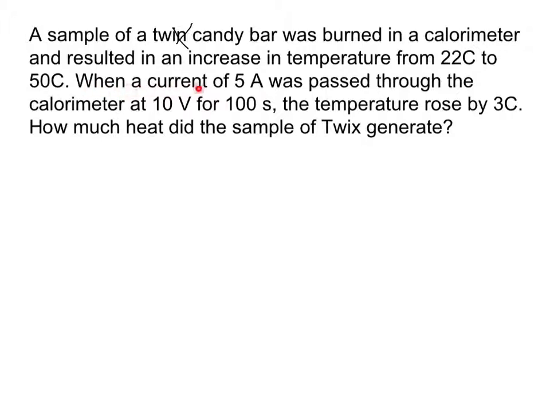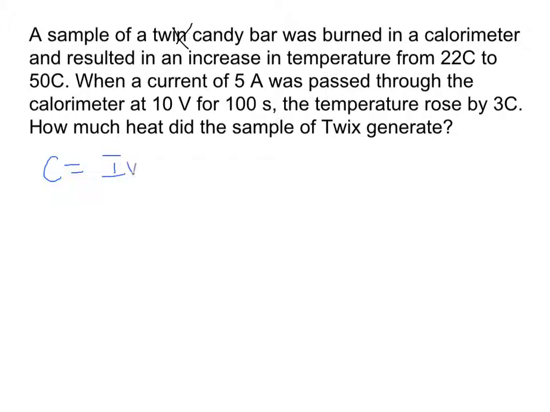So we know that when the current flows through the calorimeter, we get the increase of temperature for 3 degrees Celsius. So that 3 degrees is the temperature that's associated with the calorimeter constant, or the calibration of the calorimeter. And on the other hand, 22 to 50 degrees Celsius is the temperature change that we get when we burn the sample of candy in the calorimeter. Okay, so once again, step 1 is to determine the heat capacity of the calorimeter, or calorimeter constant.